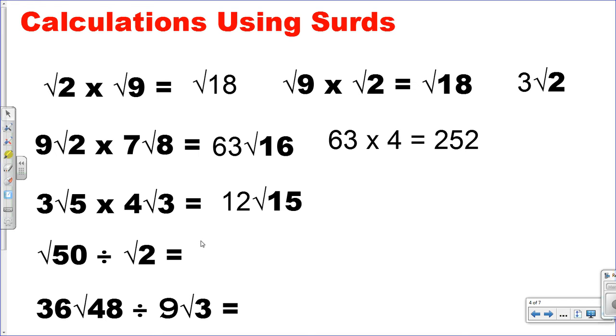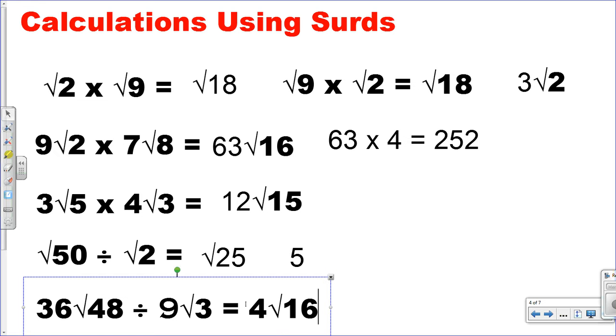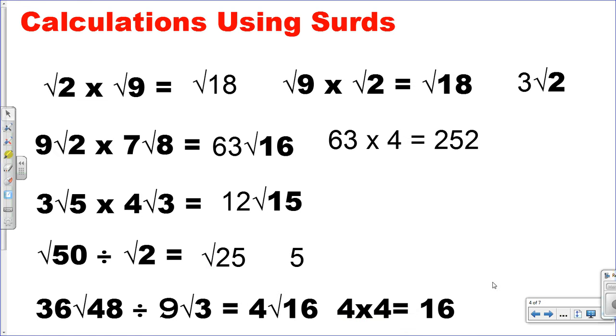50 divided by 2 is square root 25. 25 is a square number. We square root that, and what you'd get is an answer of 5. 36 divided by 9, we would get an answer of 4. And 48 divided by 3, you get an answer of 16. 16 is a square number, so 4 times 4 equals, and your final answer would be 16.